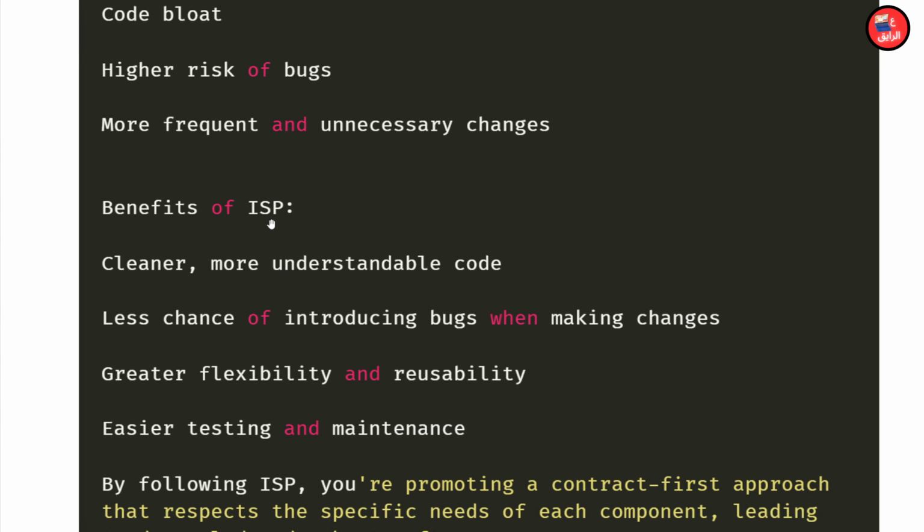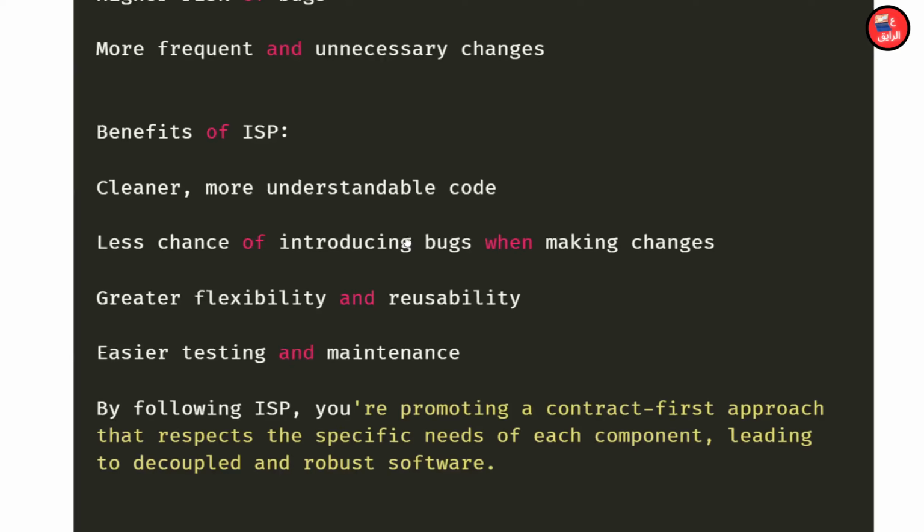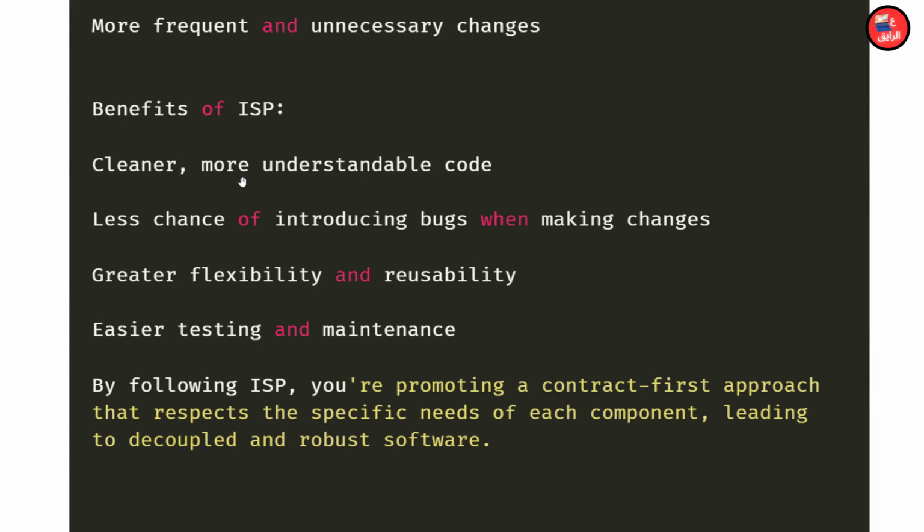But if you apply and follow the interface segregation principle, the benefits will be cleaner, more understandable code for you and for other developers working on the same project. Less chance of introducing bugs when making changes. Greater flexibility and reusability. Easier testing and maintenance. You can maintain your code and test it easily.